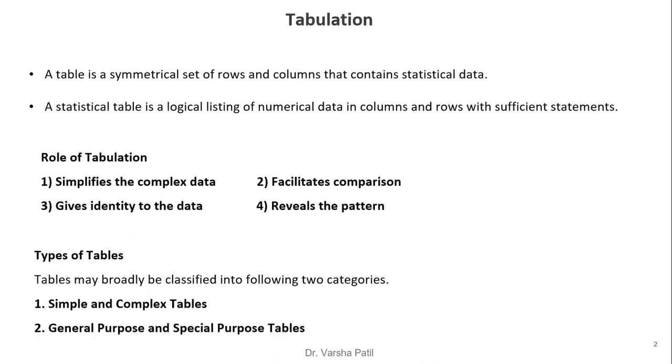Let us start. Tabulation. A table is a symmetrical set of rows and columns that contain statistical data. A statistical table is a logical listing of numerical data in columns and rows with sufficient statements. Role of tabulation: it simplifies complex data, facilitates comparison, gives identity to the data and reveals the pattern. Types of table: there are 2 categories, simple and complex table. Second is general purpose and special purpose table.